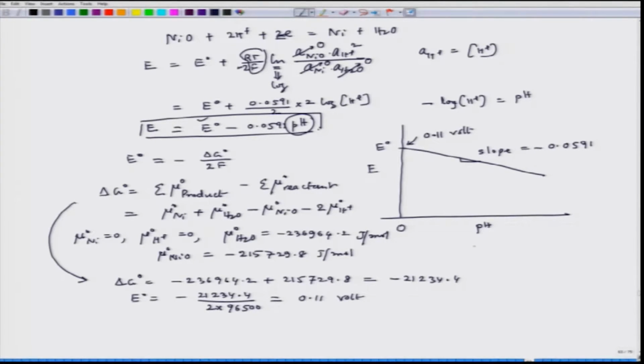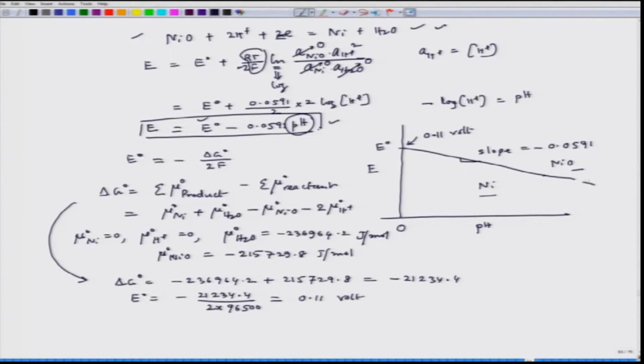Now, which side would be nickel and which side would be NiO? Definitely this side would be nickel and this side would be NiO. We have said that this side is nickel and this side is nickel oxide. In our next lecture, we will understand why below this line we have nickel and above this line we have nickel oxide. So, let us stop here. We will continue our discussion on the Pourbaix diagram of nickel in our next lecture. Thank you.